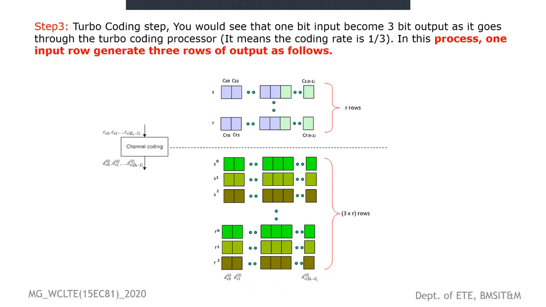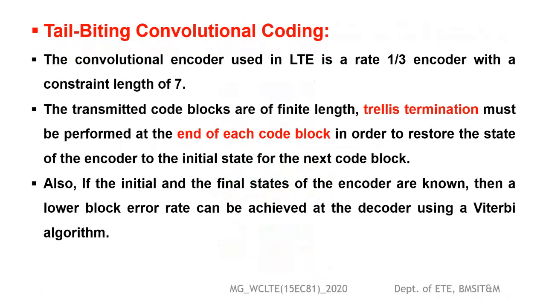Channel coding. As I said here, in case of LTE, a convolutional encoder with a code rate of 1/3 is used with a constraint length of 7. Here the trellis termination is very important, because the transmitted code blocks will be of finite length. So we need to perform trellis termination at the end of each code block. Why do we need to do it? It is required to restore the state of the encoder to the initial state for the next code block. Yes, we need to reset. That is the purpose.